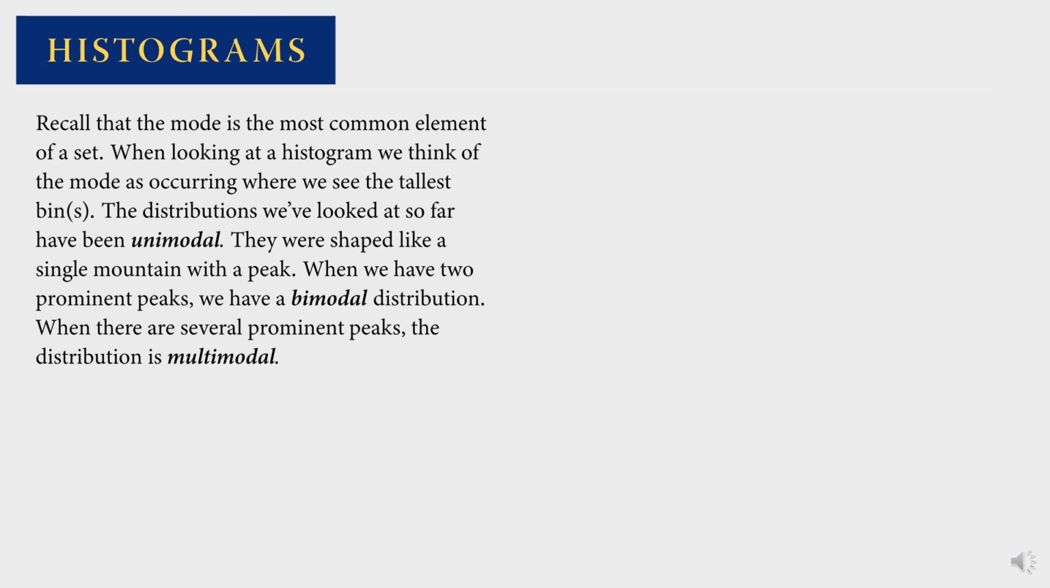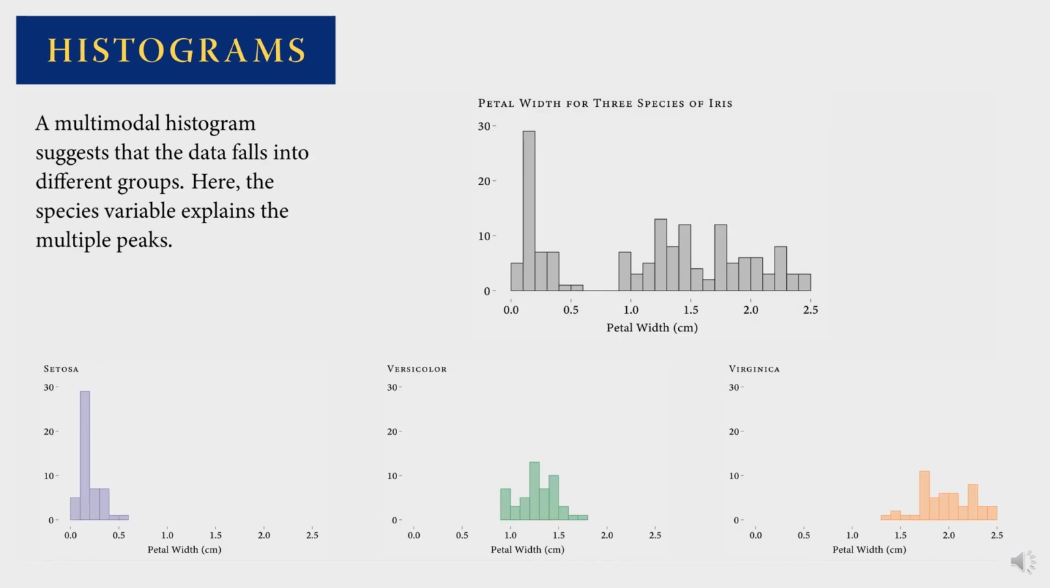Remember that the modality of a histogram refers to how many peaks it has. The last three distributions we looked at each had one prominent peak, so that would make them unimodal. A bimodal histogram has two peaks. A multimodal histogram can have several peaks. A multimodal histogram suggests that the data belong to several different groups. Here's a multimodal histogram of iris petal widths, and if we break it apart by species, we can see that these peaks are coming from the fact that there are three separate species of iris.